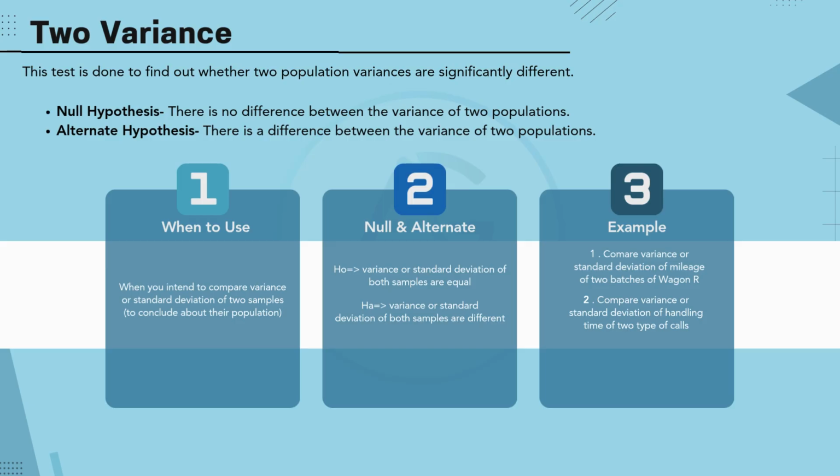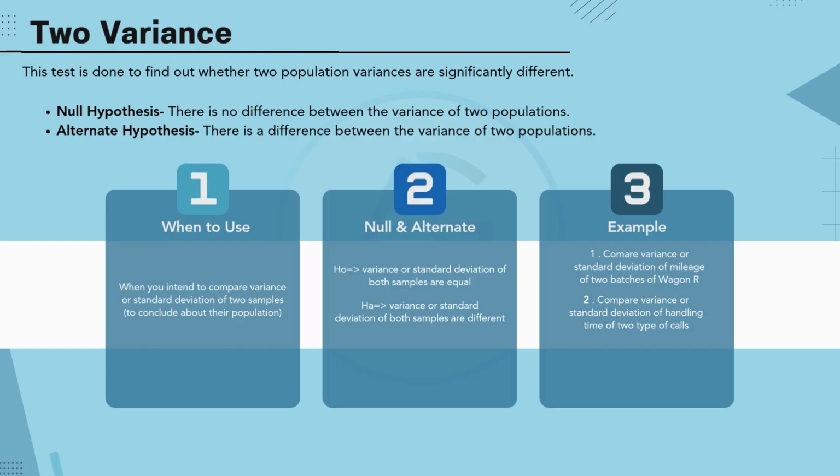For example, let's say you have handling time data from two different call center teams, and you want to know whether the spread or consistency of handling time is different across the teams. This test helps you evaluate that. Hypotheses. Null hypothesis, H0: there is no difference in the variance or standard deviation between the two groups. Alternate hypothesis, H1: there is a difference in variance or standard deviation between the two groups.